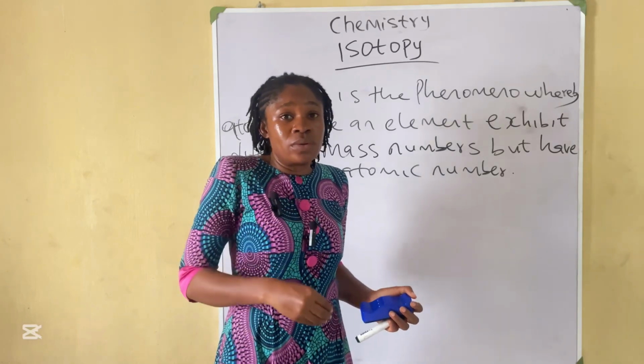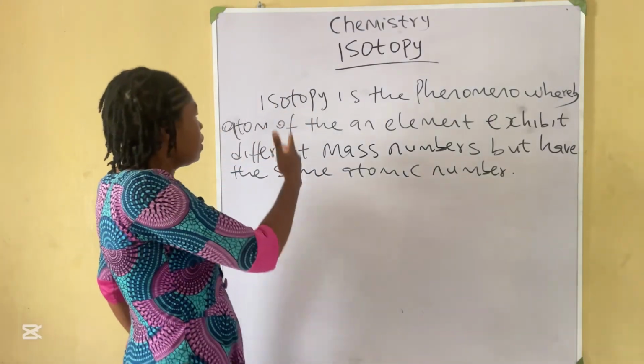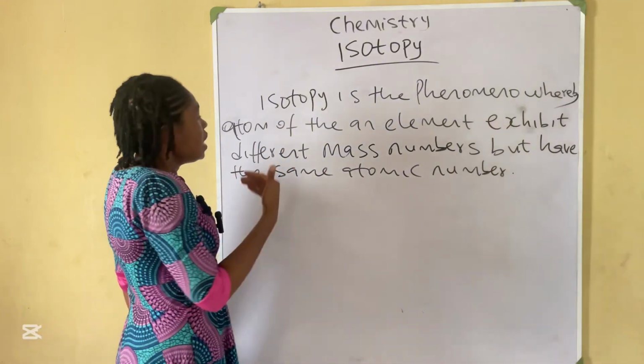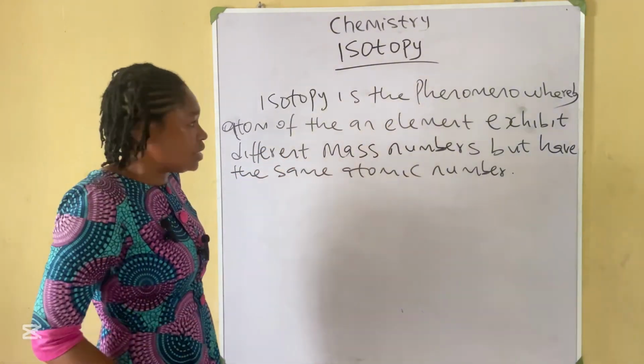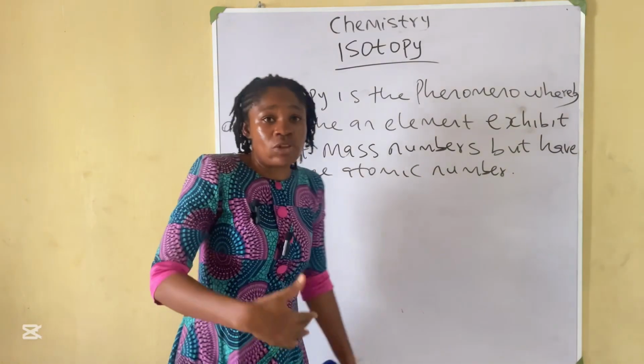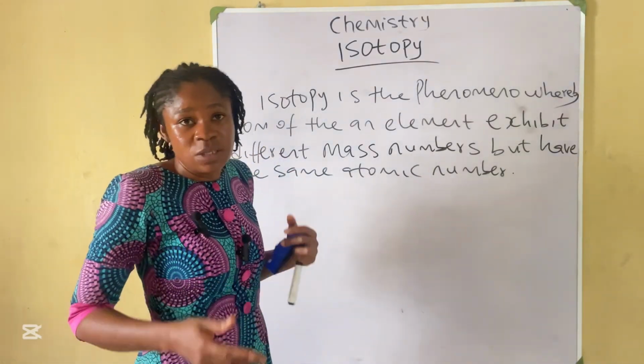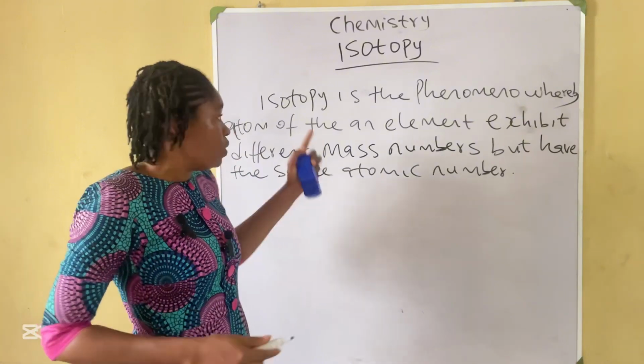And the phenomenon is what we call isotopy. Isotopy is the phenomenon whereby atoms of an element exhibit different mass numbers, but they have the same atomic number, or number of protons. Practically every element exhibits isotopy.